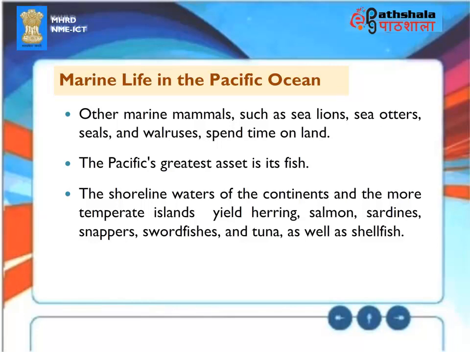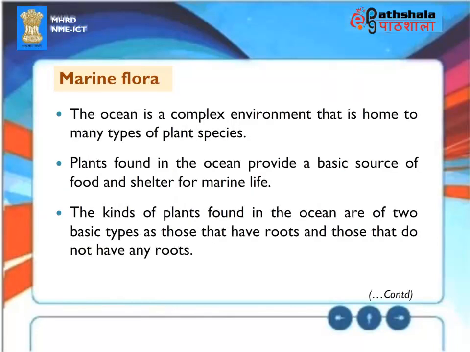The Pacific's greatest asset is its fish. The shoreline waters of the continents and the more temperate islands yield herring, salmon, sardines, snappers, swordfishes, and tuna, as well as shellfish. Marine flora.